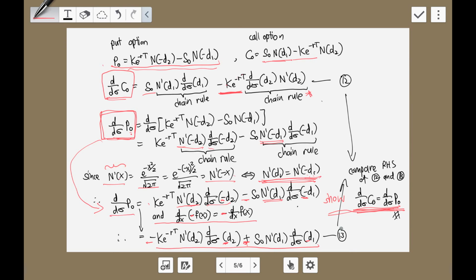We realize this is exactly the same. Comparing equation 13 and equation 12, we compare the right hand side, and we realize this expression is exactly the same as this expression, which means that this is the same as this. So then we are done with this 3-part tutorial.